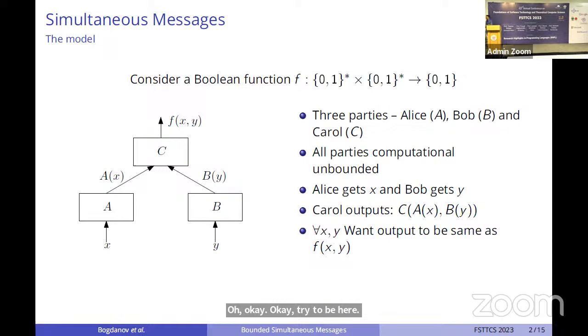Okay. Carol computes, as we said, that takes in the messages from Alice and Bob and computes a function. And we want the output to be exactly equal to f of x comma y for all x and y. Okay, that's the requirement. In that case, you say that there is a simultaneous messages protocol that computes this function f.